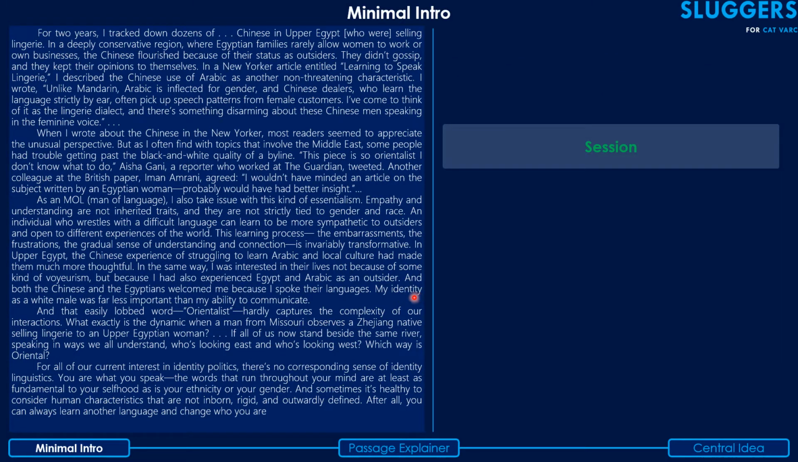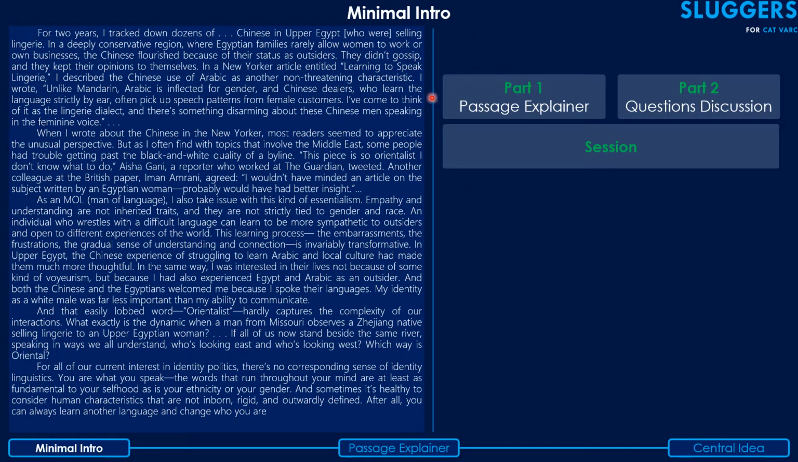Now, for those of you who might be watching this session for the first time, know that the session is split into two parts. Part one, which is the passage explainer, where I take you through each and every paragraph of the passage and explain it in detail by the use of a schematic diagram. And part two is where I take you through the questions. The current video is part one. Every session has two videos. This video is part one.